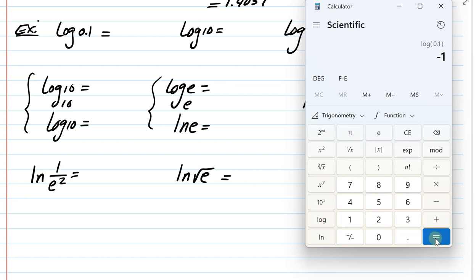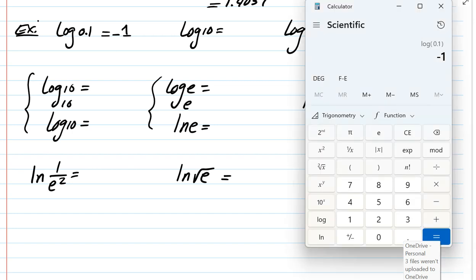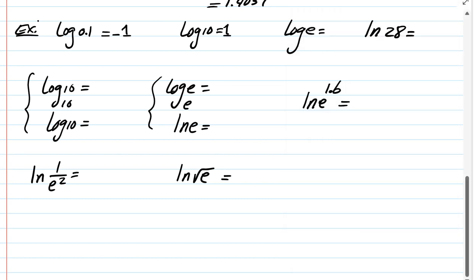And there you go. The answer is going to be -1. What does log of 10 look like? So I'm just going to clear entry here, and I'm going to do a common log of 10. So I'm going to go 10 and then common log. Oh, 1. And that's not a surprise, right?